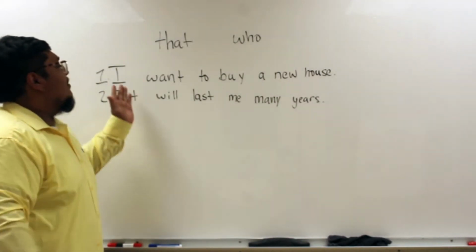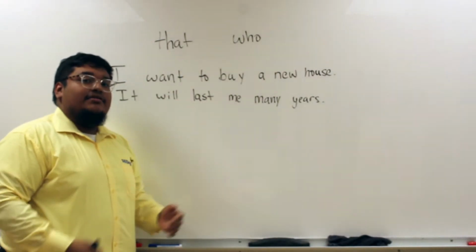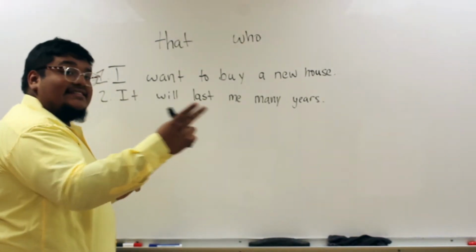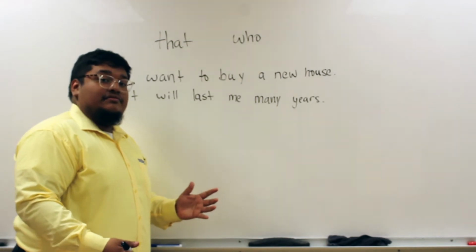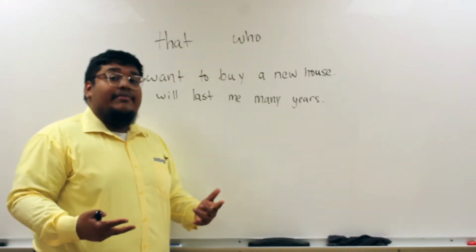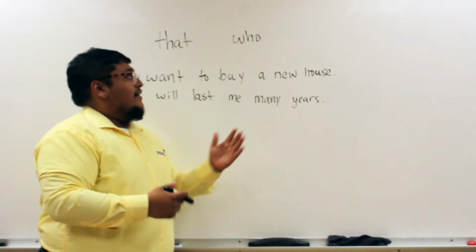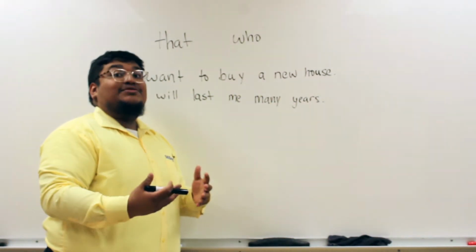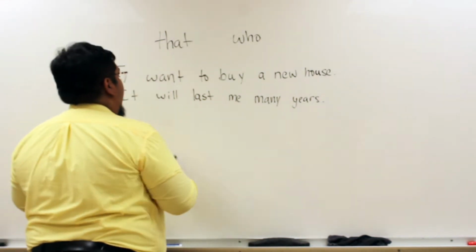Correct. So my first sentence says, I want to buy a new house. Good. The second sentence tells me, it will last me many years. Okay? So how do we combine these two things? So, what is it that you want to buy? A new house. Is a house a person? No, a house is a thing, so we're going to be using the word that.